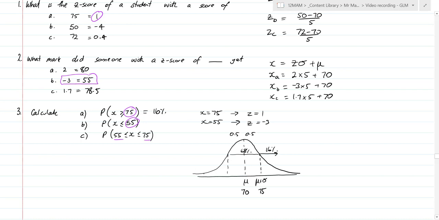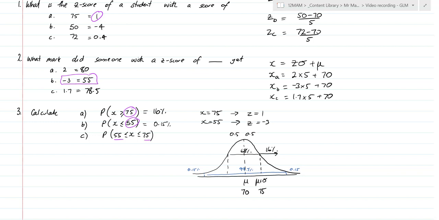55, on the other hand, is right down here. It's 3 standard deviations below. Right up to there, there is 99.7% of the data, which means that there is 0.15% above and 0.15% below. So that means that the probability for part B is 0.15%, quite low.